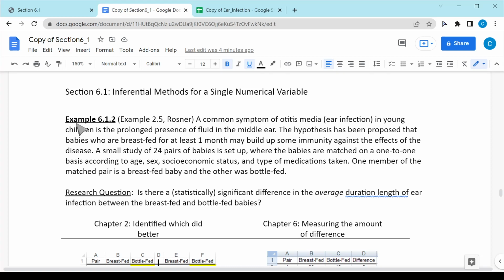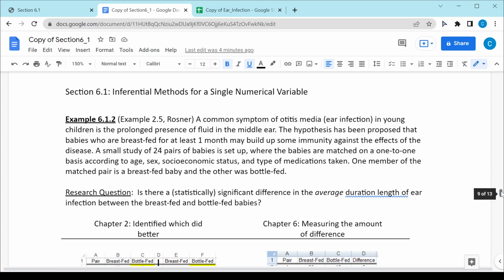Starting on page 9 here, we have our ear infection example, which we actually looked at back in chapter 2. So we're going to revisit this example. The ear infection example was done with pairs of babies, and we wanted to look at whether or not breastfeeding or bottle feeding had an effect on ear infections. So was there a difference in the length of ear infections between breastfed and bottle-fed babies?